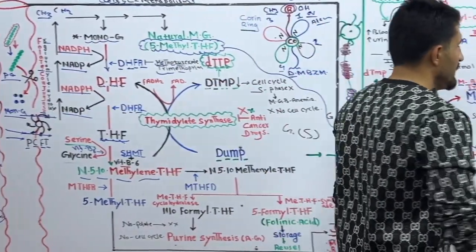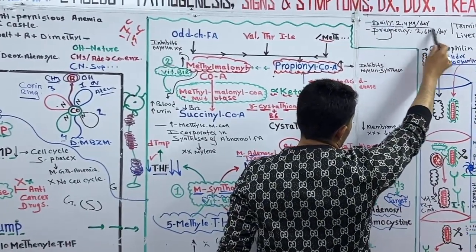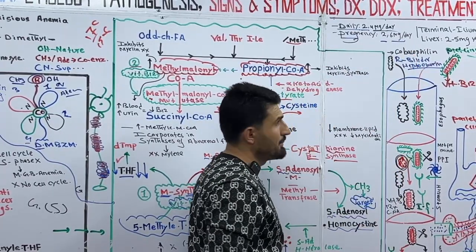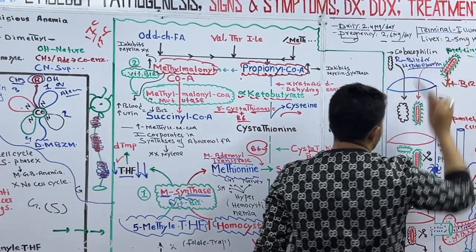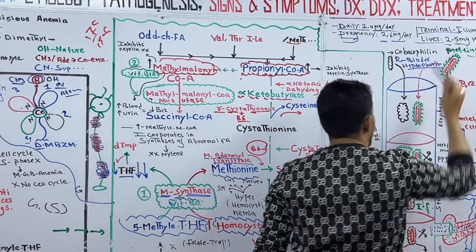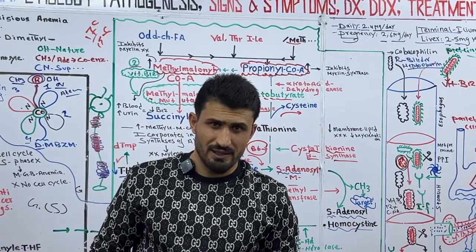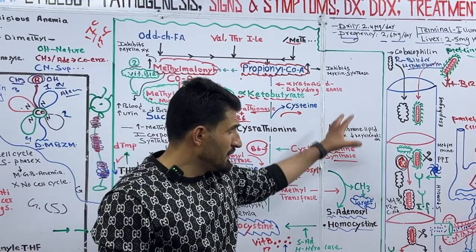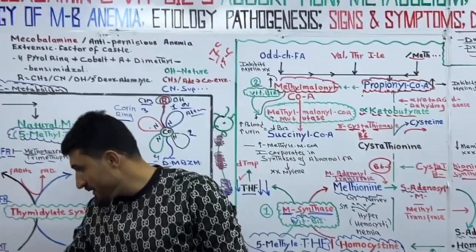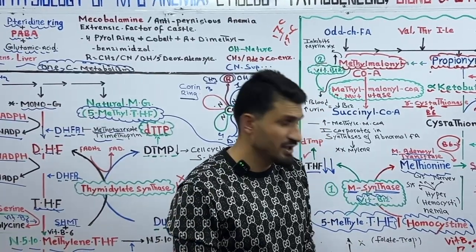About vitamin B12, its daily requirement is around 2 to 4 micrograms per day. In pregnancy it's around 2 to 6 micrograms per day. We absorb it in the terminal ileum, and it is stored at around 2 to 5 milligrams in the liver, and it's enough for 4 to 5 years. So that's why vitamin B12 deficiency is rare, but deficiency of folate is common and develops fast.